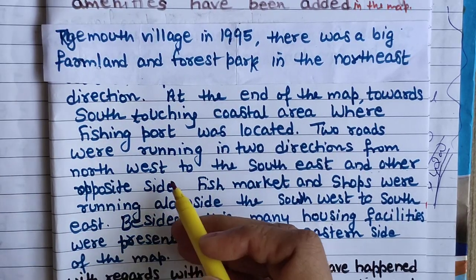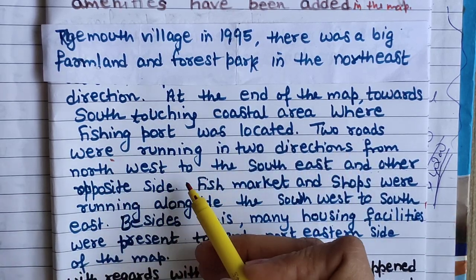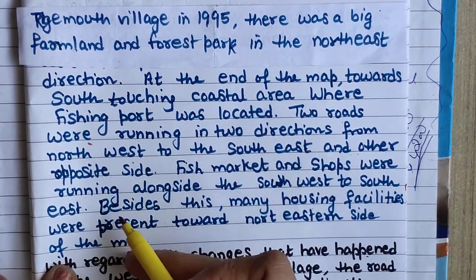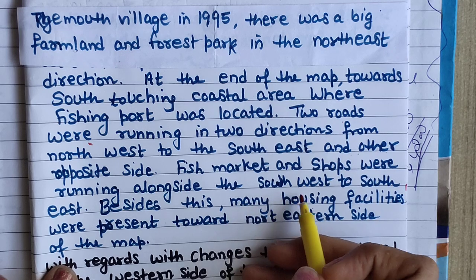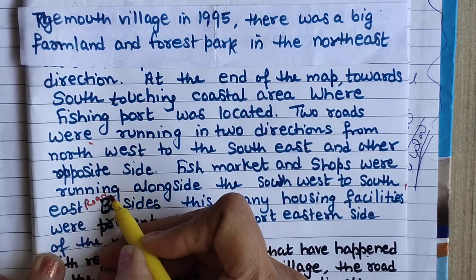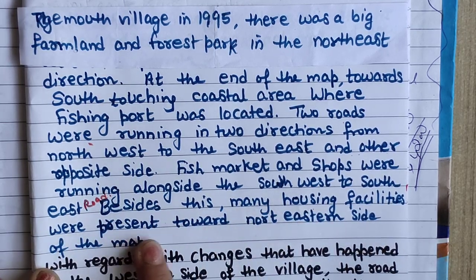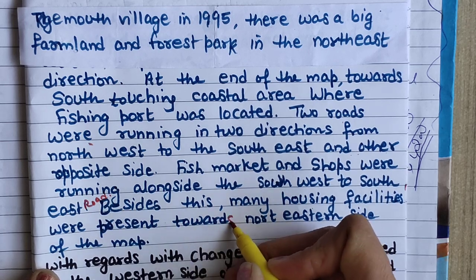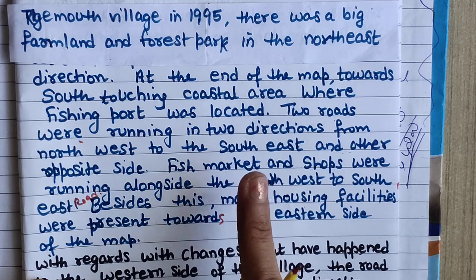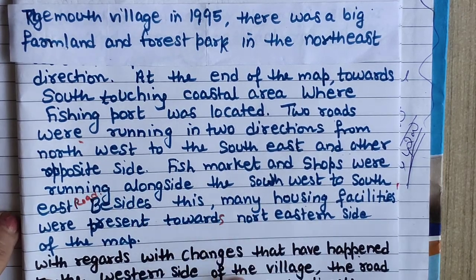After that, we have explained that two roads were running in two directions, from northwest to the southeast and the other in the opposite direction. The fish market and shops were located alongside the southwest to southeast road. Besides this, many housing facilities were present towards the northeast side of the map. So I have used so many words relating to directions.